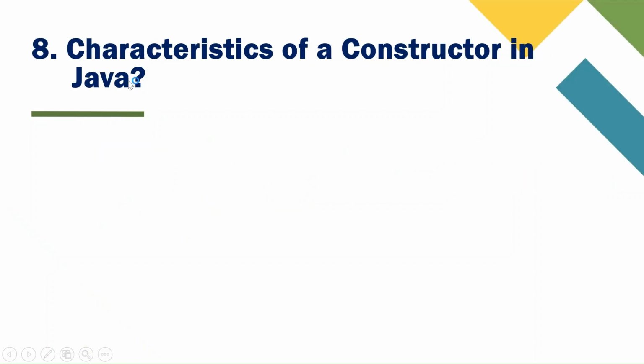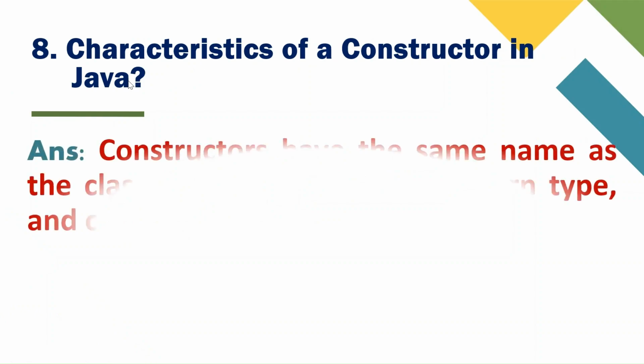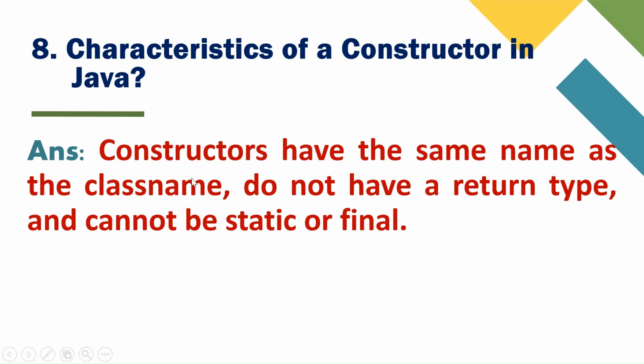Now, what are the characteristics of a constructor in Java? The characteristics of a constructor are as follows. It has the same name as the class name, and the constructor does not have a return type. When we see a method, we do have a return type like void, integer, character, float. But a constructor is also very similar to a method, but it doesn't have a return type because the constructor itself is a class type. And the constructor cannot be static or final.